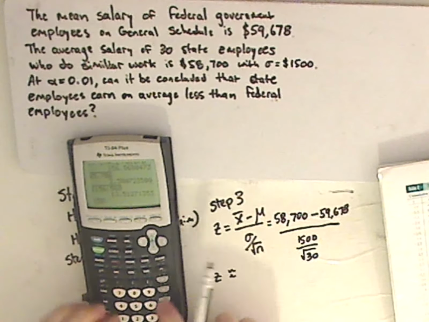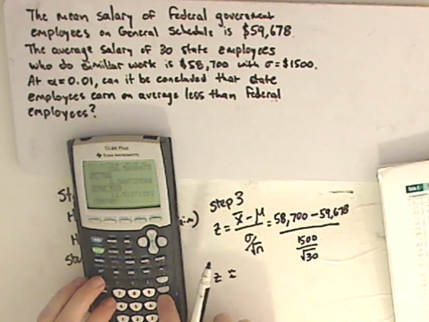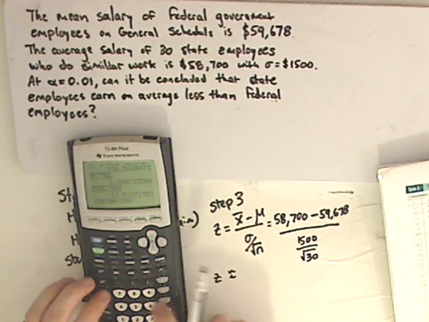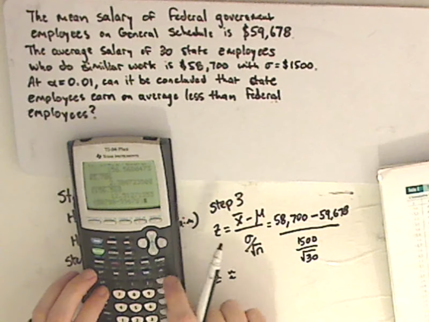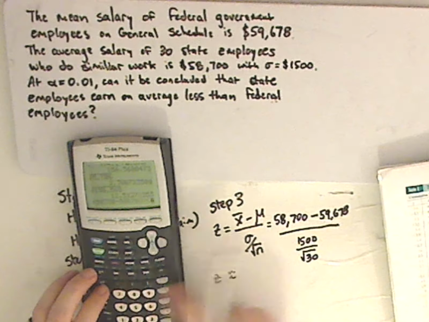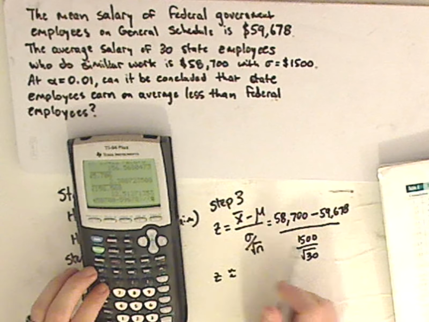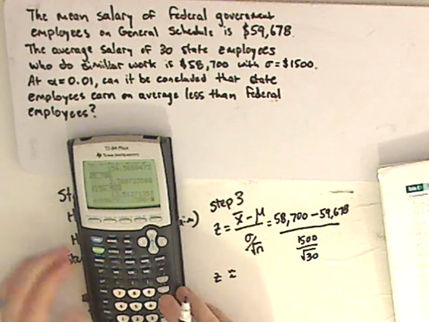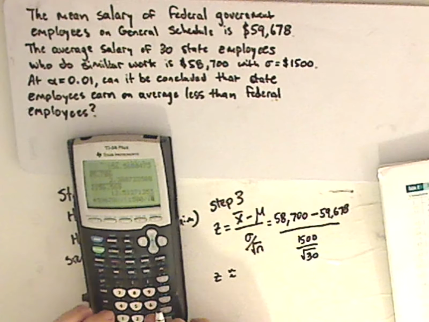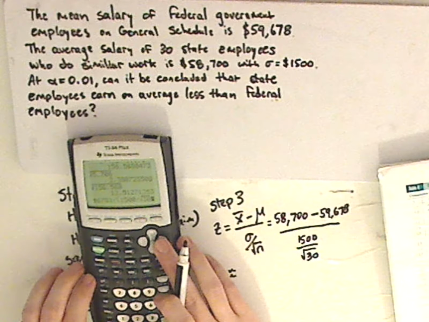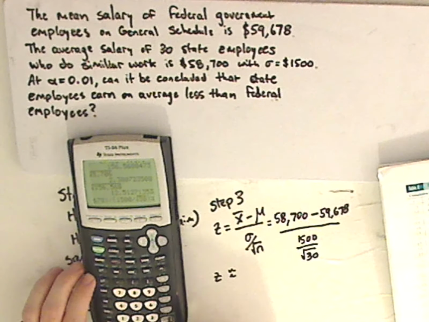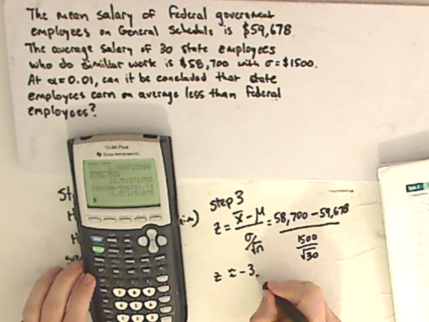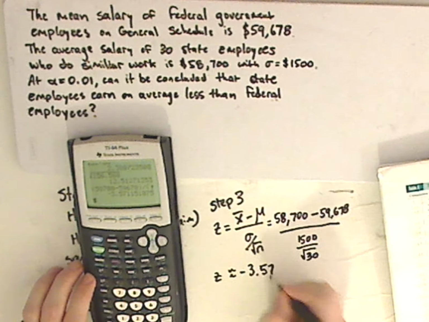So 58,700 minus 59,678, close parentheses, divide this whole denominator, so I'm going to put the whole thing in parentheses. So parentheses 1,500 divided by the square root of 30. Exit out of that by pushing over, and then click on another set of parentheses, and I get negative 3.57.